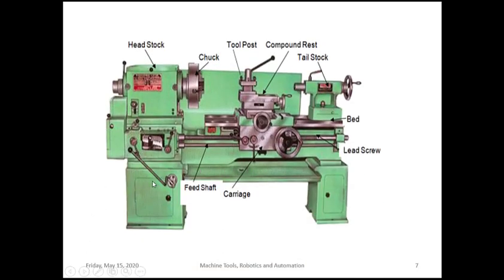This is the diagram of the lathe machine. It's a very simple diagram. The 3D view looks complicated, but in the line diagram we can draw it very easily. We have the main base of the lathe machine, and on that base the entire setup is arranged. This part is called the headstock. The headstock has all the power transmission devices, and it also consists of the chuck. The chuck is used to hold the workpiece.